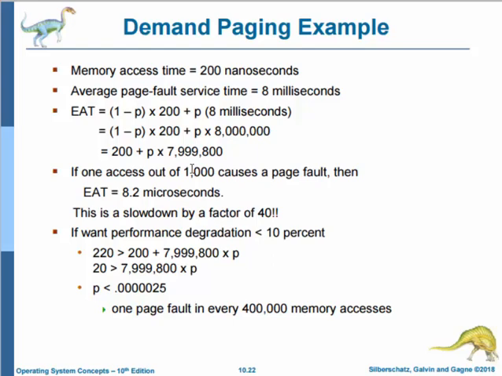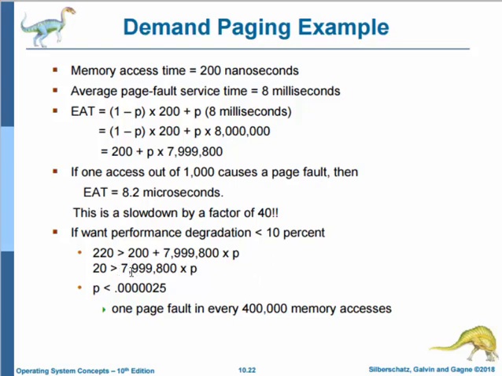7,999,800. So if one access out of 1,000 causes a page fault, then the effective access time will be equal to 8.2 microseconds. So this means that there has been a slowdown by a factor of 40%. Now, if we want performance degradation to be less than 10%, we need to keep the probability of page faults at the following level.